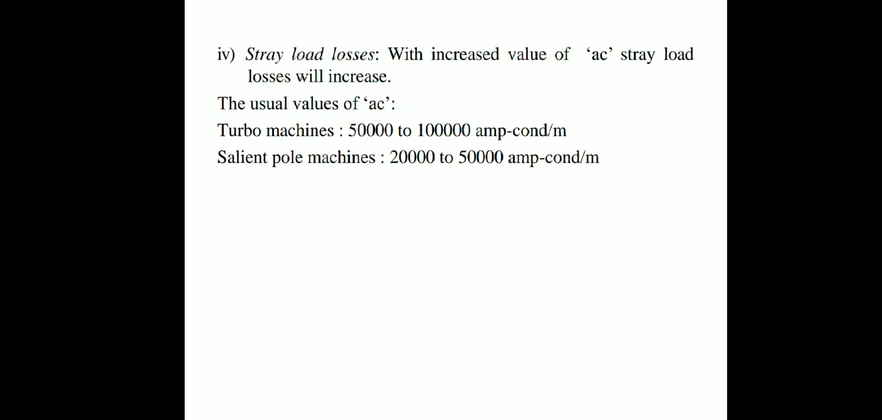The usual value of specific electric loading for turbo machines is 50,000 to 100,000 ampere conductor per meter. Kindly note this. For salient pole machines, it is 20,000 to 50,000 ampere conductor per meter.